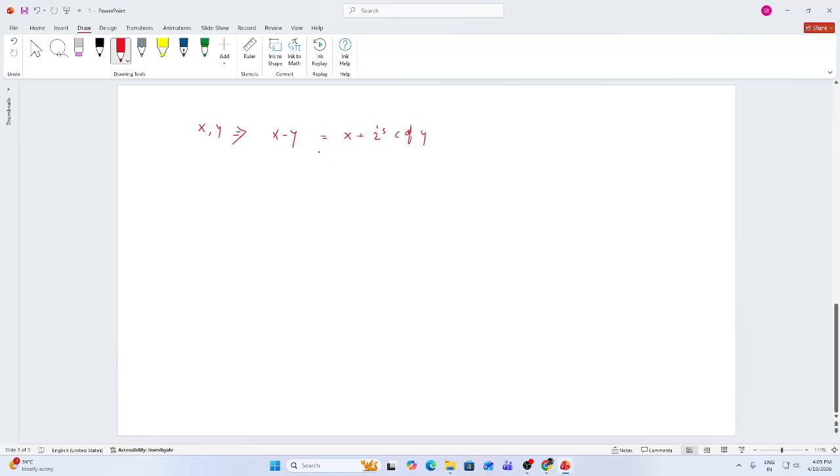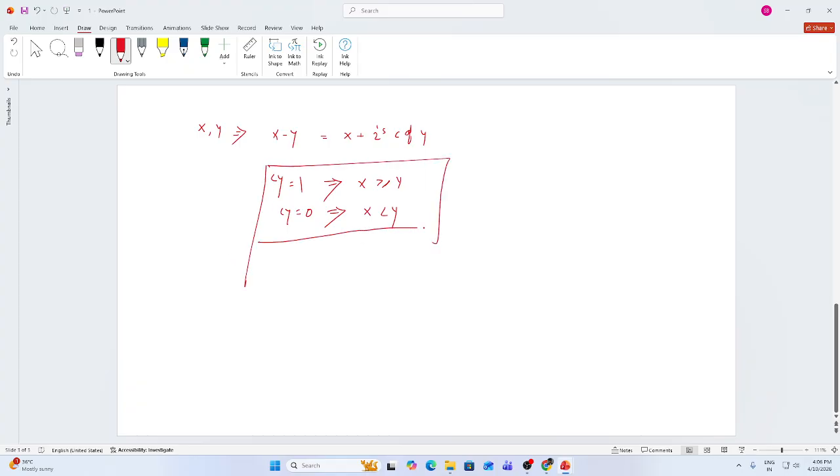Once I do this, I get an end carry. If I get an end carry as 1, the meaning is x is greater than or equal to y. If I get an end carry as 0, the meaning is x is less than y. So this is the result.